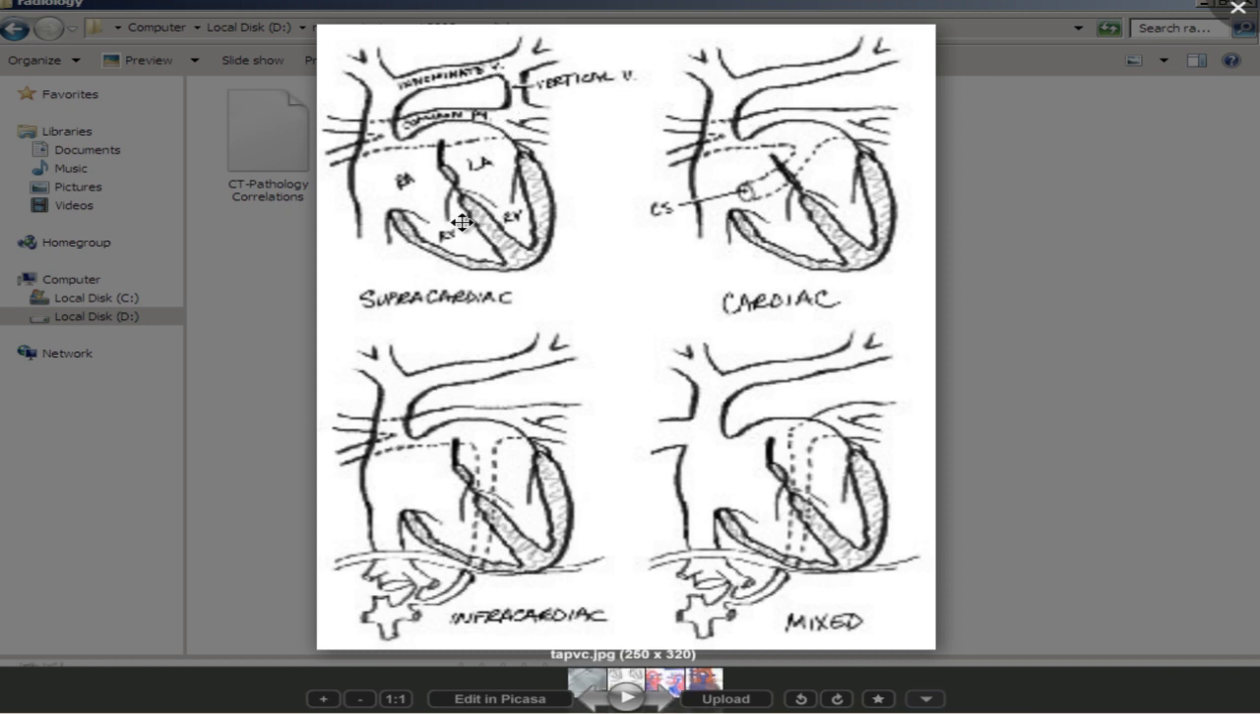It could be supracardiac, and it could drain by a vertical vein joining it, and it drains into the right atrium via the superior vena cava. Supracardiac is the most common type. Or it could be cardiac, where it joins with the coronary sinus, as you can see in the diagram. It could be infracardiac and join with the inferior vena cava below the diaphragm. It could be a mixed type.